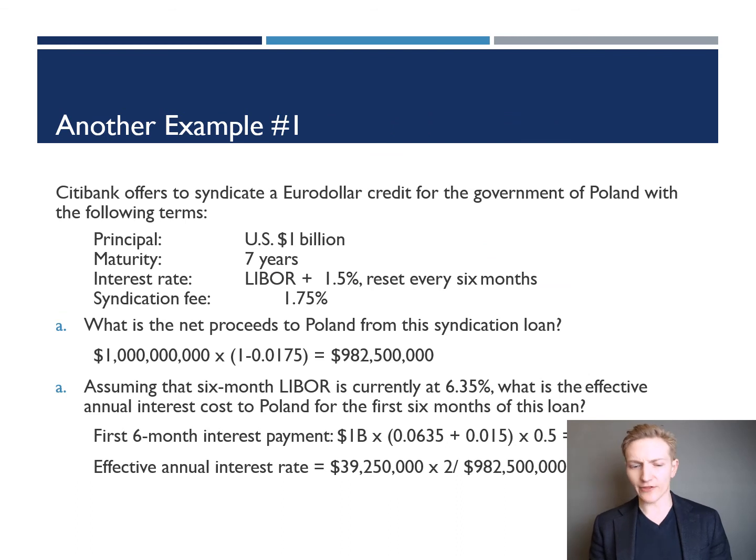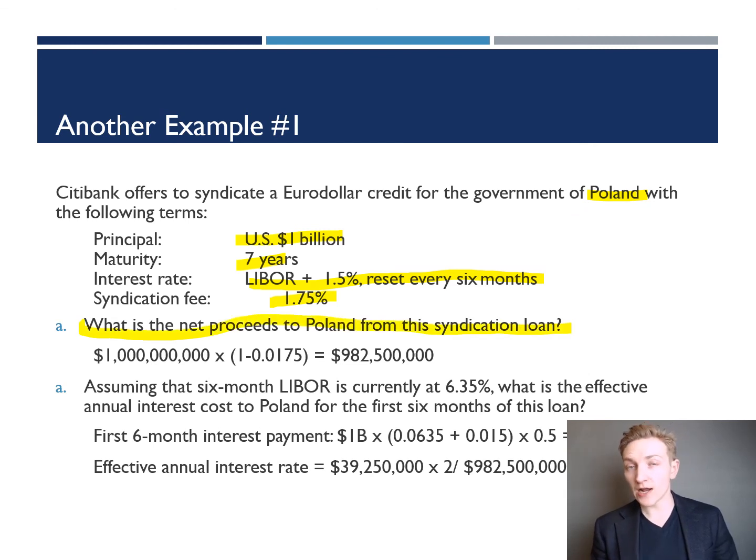Let's have a look at another example. So suppose Citibank here offers a Eurodollar credit loan for the government of Poland with the following terms. Principal is $1 billion US. Maturity 7 years, interest rate is LIBOR plus 1.5% reset every 6 months, which is a common term. Syndication fee is 1.75%.